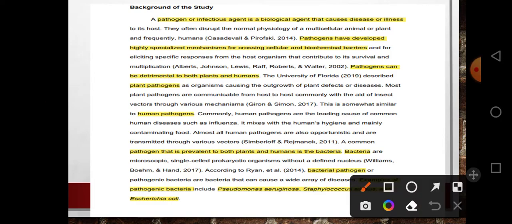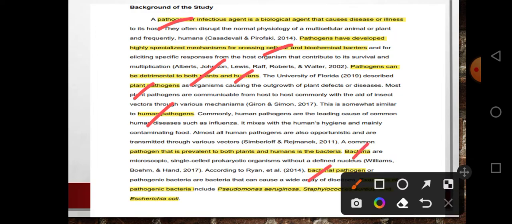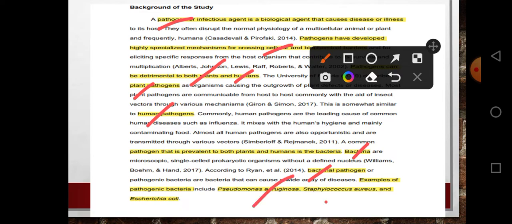Notice, class, the highlighted phrases. We have pathogens, cellular pathogens. We have pathogens both occurring to plants and humans. Then we have plant pathogens, human pathogens. Then we have bacteria, bacterial pathogen, and examples of bacterial pathogen. These examples of bacterial pathogen are used in the study.